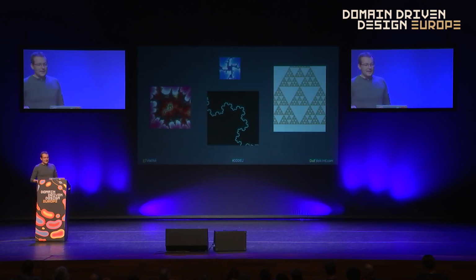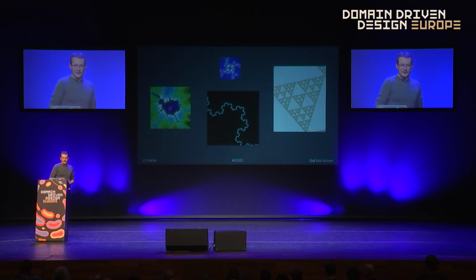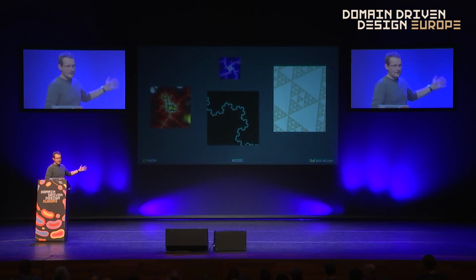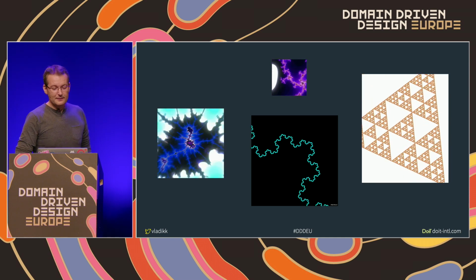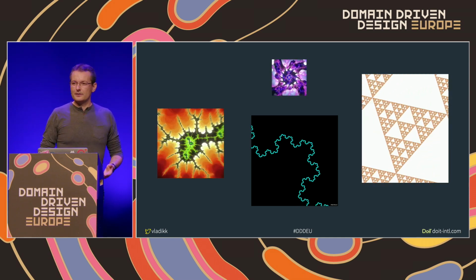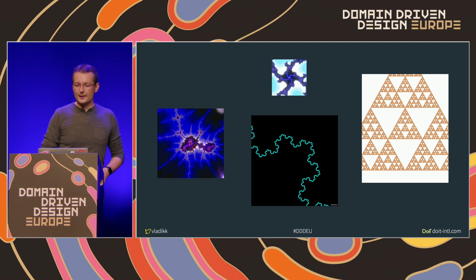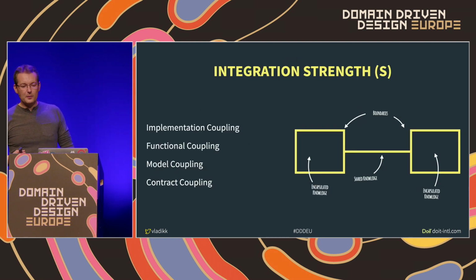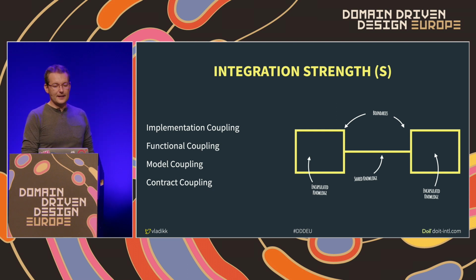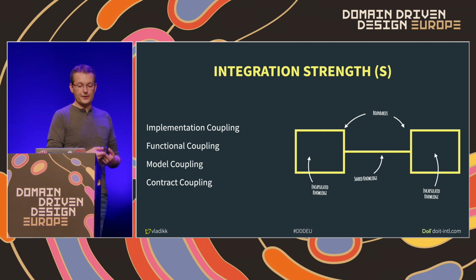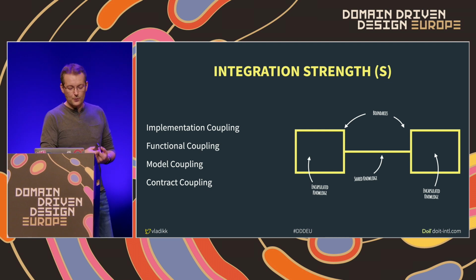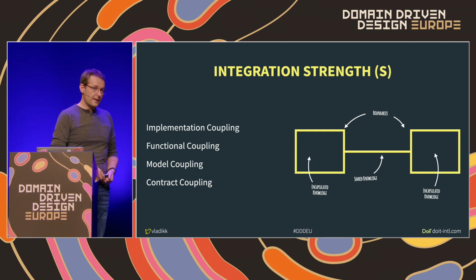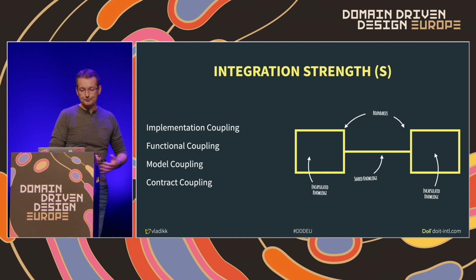And also, let's take another inspiration from these mathematical fractals. All these fascinating patterns are usually generated by using a rather simple mathematical equation. Let's try to find one for software design. So we said that integrated modules can share different amounts of knowledge across their boundaries. They can expose implementation details, functional requirements, models of business domains, or integration contracts reflecting the minimum knowledge needed for integration. Let's call this scale integration strength.